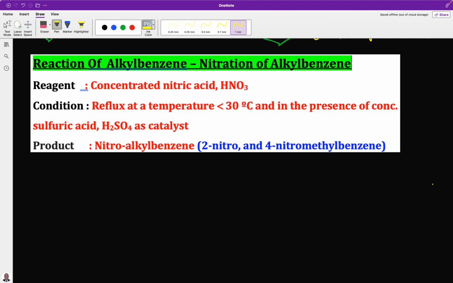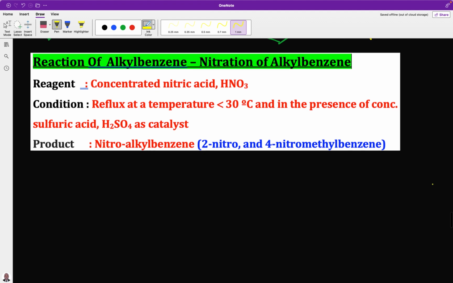So now the product for this reaction here would be, reacting concentrated sulfuric acid and nitric acid, we will have a nitronium ion. The nitronium ion will substitute. This substitution in the benzene will substitute at the second and the fourth position.